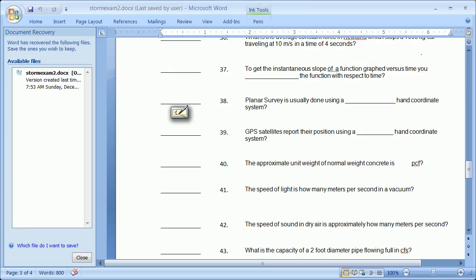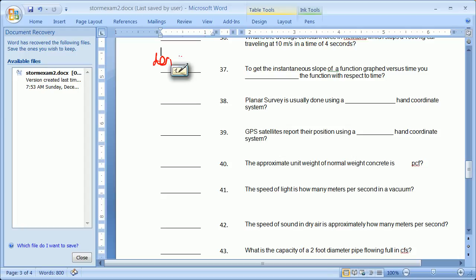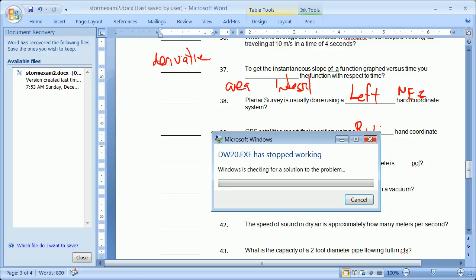We were at this next question, and that is the slope of a function is the derivative, and the area is the integral. Knowing those two terms will get you far in Wolfram Alpha. Planar survey is a left hand. That's northings, eastings, and elevation. GPS is a right hand.